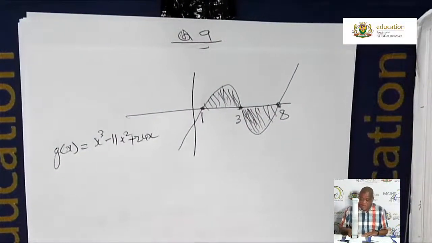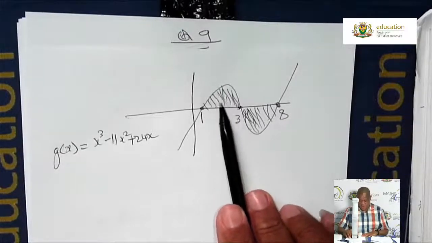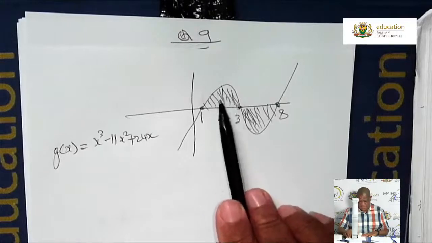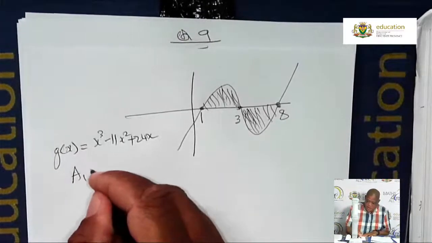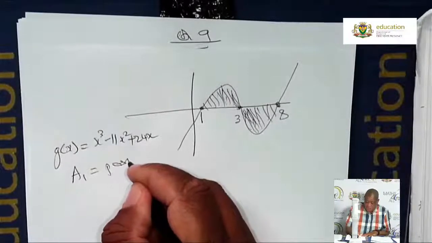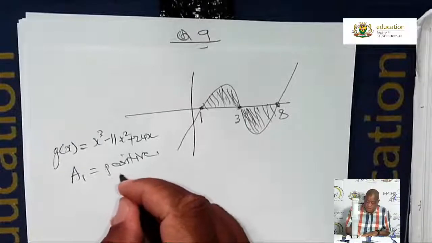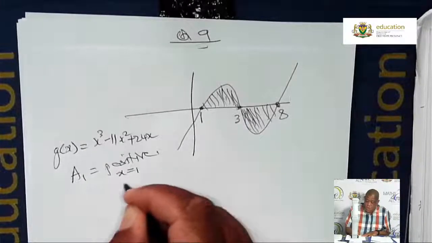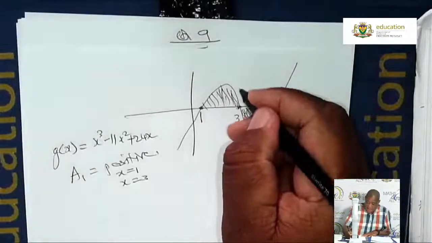What is going to happen? You must now find the area of the first portion. The area of this first portion will be positive. That is between x equal to 1 and x equal to 3. Then you find the second area.